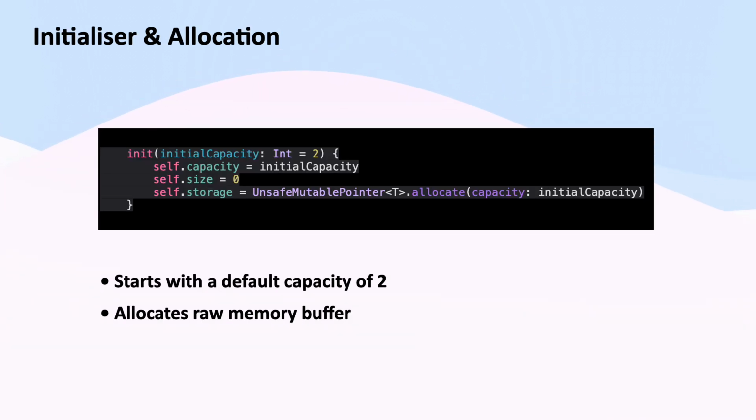See this code, this is the initializer. When you create a new array, it defaults to a capacity of 2. We allocate that many slots in memory using the UnsafeMutablePointer allocate method. At this point, no values are stored yet. We are just preparing the buffer.